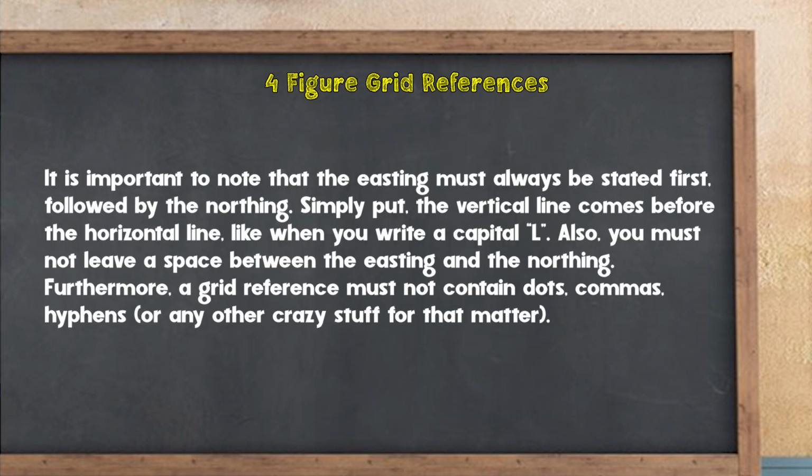It is important to note that the easting must always be stated first, followed by the northing. Simply put, the vertical line comes before the horizontal line, like when you write a capital L. Also, you must not leave a space between the eastings and northing. Furthermore, a grid reference must not contain dots, commas, hyphens, or any other crazy stuff for that matter.